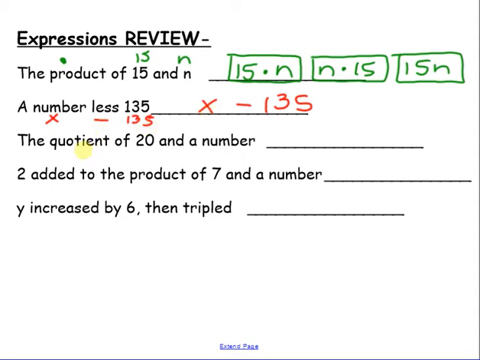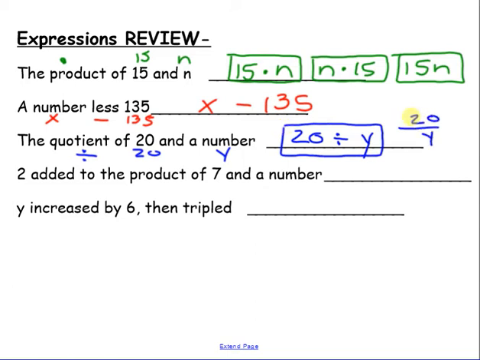Okay, we have the quotient, which is division, of 20 and a number. This time I'll use y. So quotient is 20 divided by y. You could also write it, if you want, as a fraction, 20 over y.